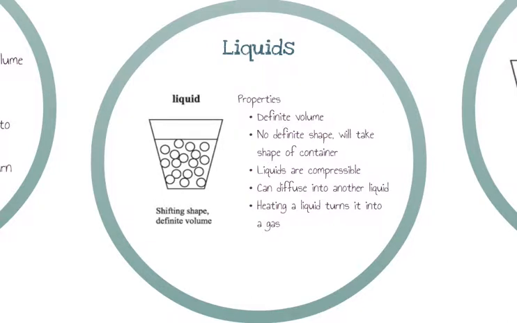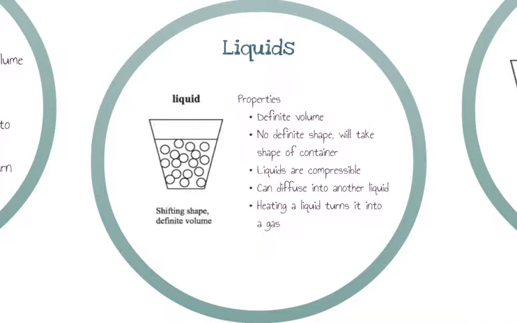Another type of phase of matter is liquids. Liquids have a definite volume, but they don't have a definite shape, and that's because they take on the shape of a container. So if you think of water and you poured it into a bowl, and then you poured it into a cup, and then you poured it on the floor, whatever you pour it onto, that is what it's going to take the shape of.